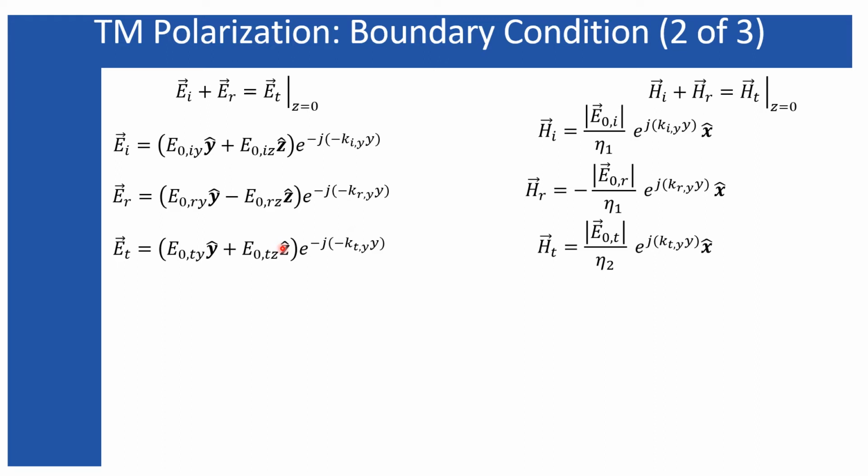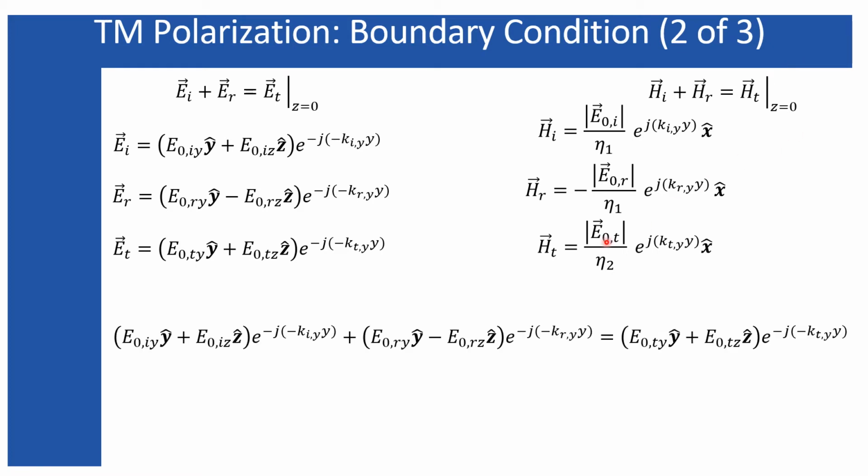So these are the results I obtained in my last slide for the electric field, and this is the result for the magnetic field. Next, I have applied the boundary condition for the electric field. The total electric field in medium 1 means the incident wave and the reflected wave, and the total electric field in medium 2 is the electric field for the transmitted wave.